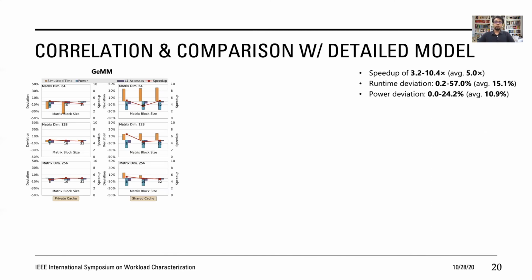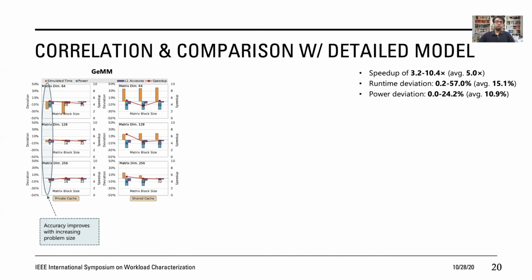Now we look at a set of graphs for each of the three evaluated workloads. The orange bar here represents simulated time of the target architecture, and the other two bars show power and L1 access count. The speedup is indicated by the line graph. Each column here represents a different Transmuter configuration, either the shared cache or private cache, and each row represents a different problem size. I discuss some key takeaways in this slide.